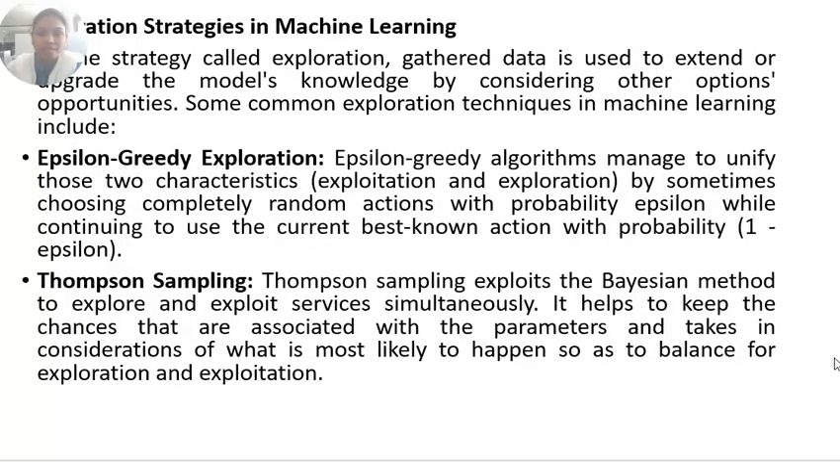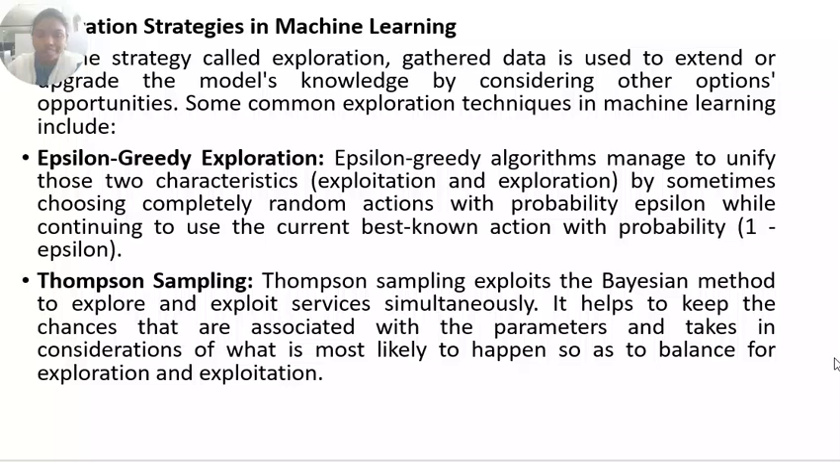The strategies included in exploration start with epsilon greedy exploration, which is the advanced or updated version of the greedy exploitation method. We are adding a new term, epsilon, to make it an exploration method. The epsilon greedy algorithm manages to unify these two characteristics, exploration and exploitation, by choosing a completely random action with probability epsilon, while continuing to use the current best action with probability 1 minus epsilon. So if we choose epsilon greedy, we have two options: epsilon or 1 minus epsilon.